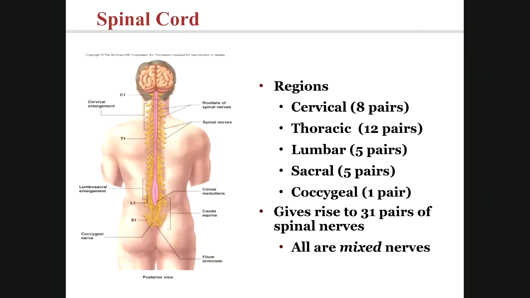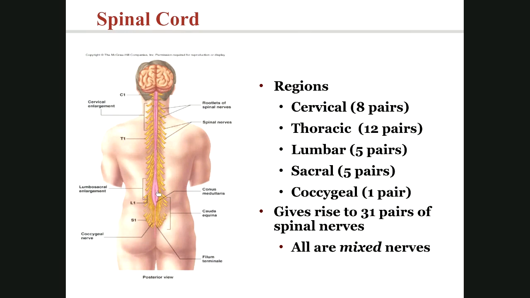When you look at the spinal cord, as I told you, we have these different regions. We have the cervical region here, the thoracic region, the lumbar region, the sacral region, and one coccygeal region or caudal region. From each of these parts, some pairs of spinal nerves come out.